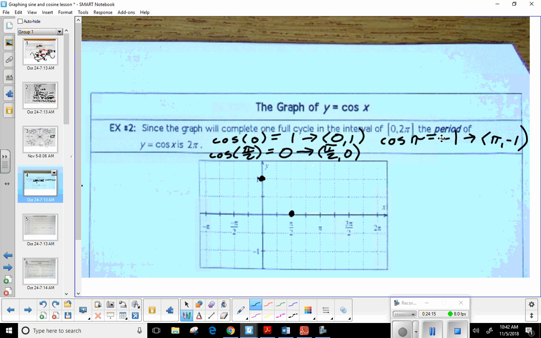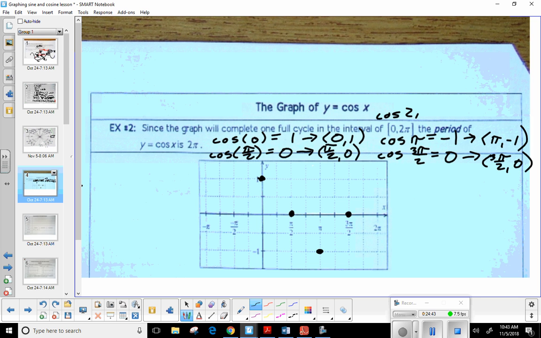Now let's go 3 pi over 2. Bethany, help me out with this one. Okay, it is 0. That is absolutely right. So that ordered pair should be 3 pi over 2, 0. Oh, forgot to put the other one. So pi, negative 1. 3 pi over 2, 0. And let's go ahead and finish up this last one. I'm going to put it up here so I can draw the graph.